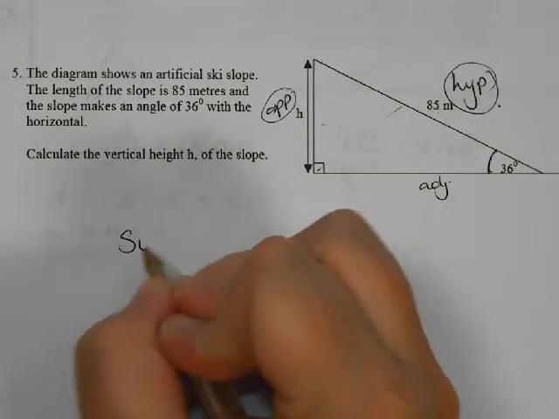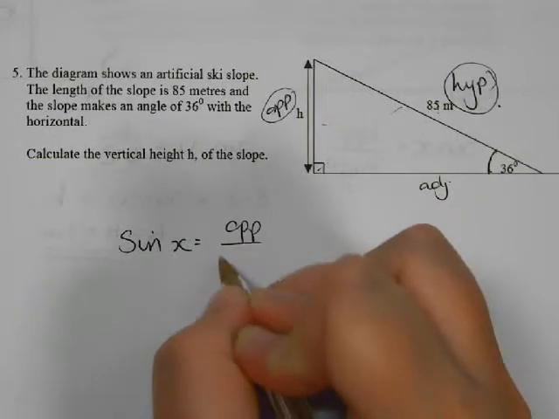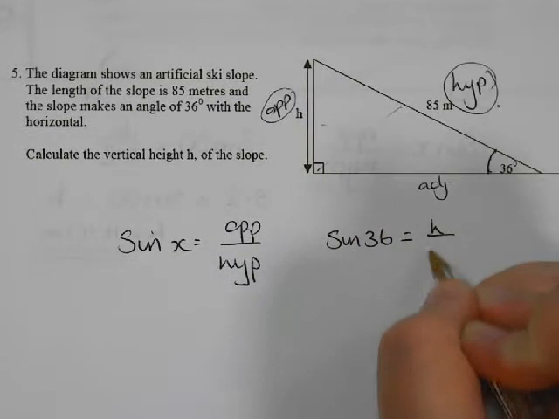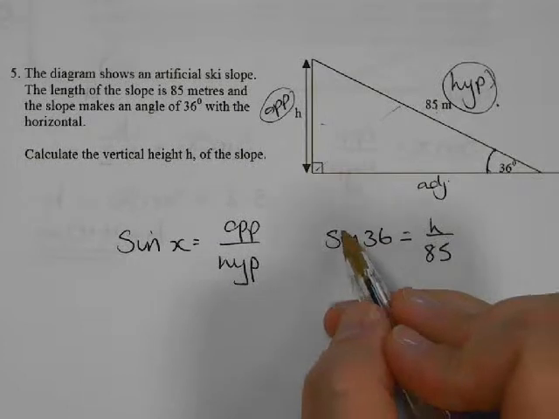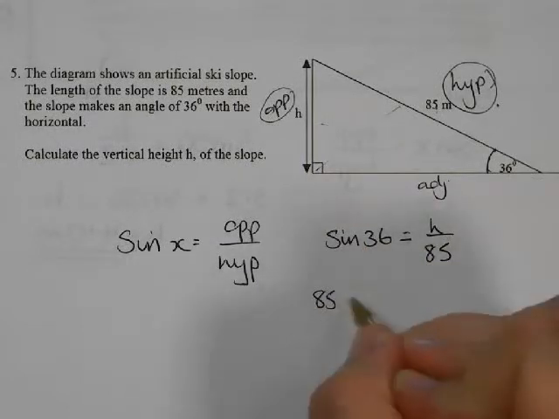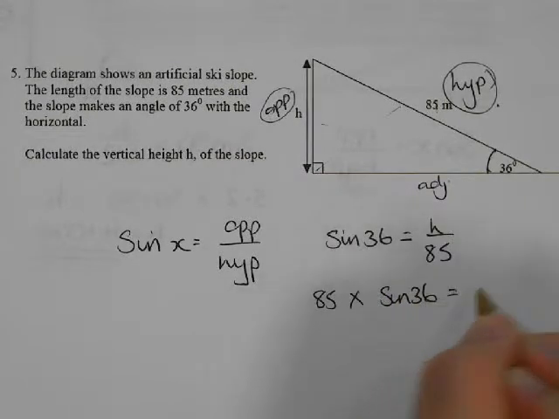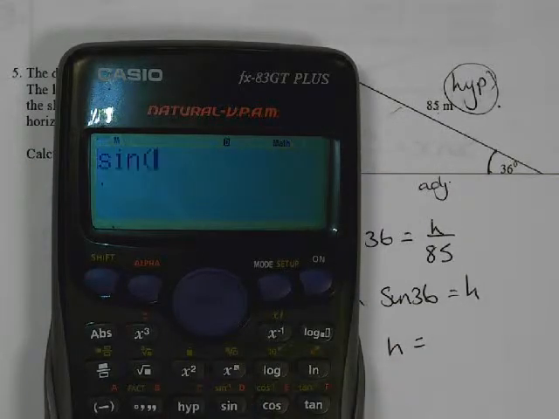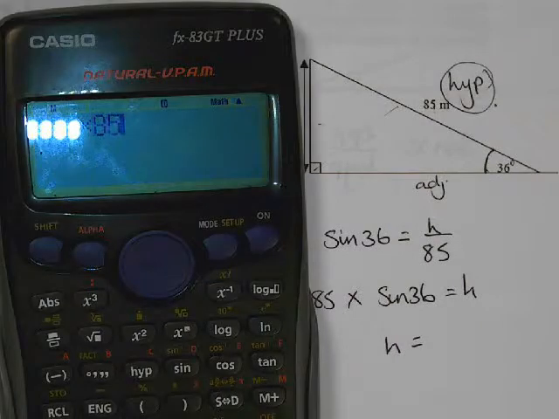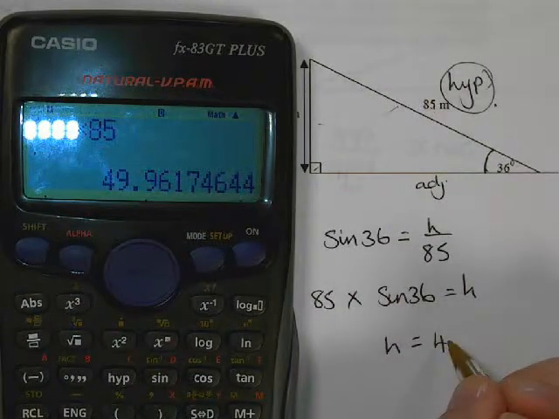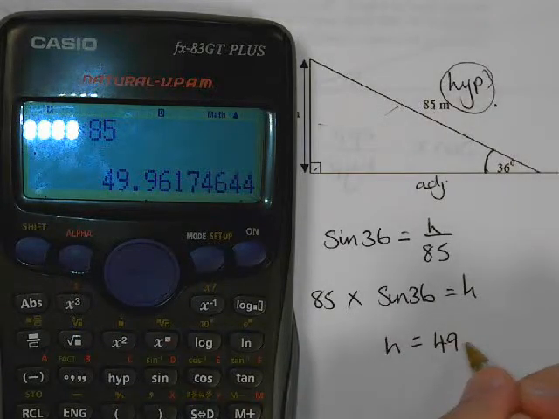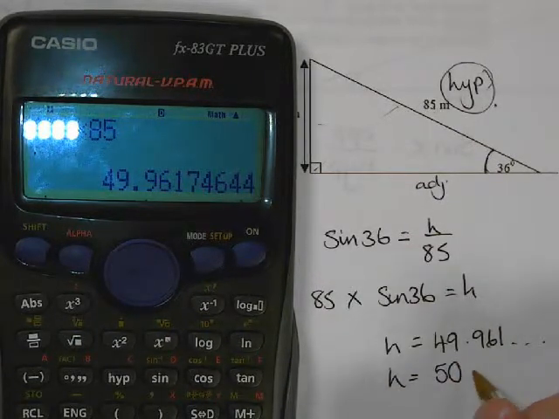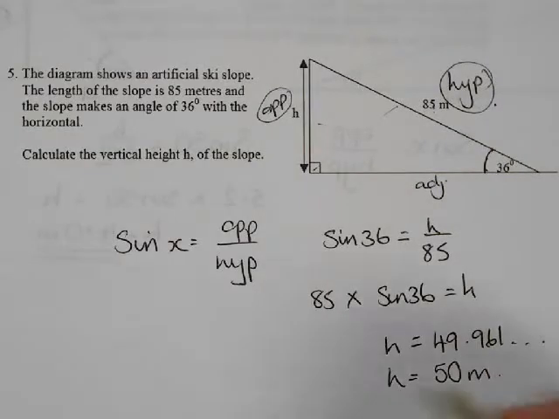So we write down sine x equals opposite over hypotenuse. So sine 36 equals h over 85. And then same as last time, to get the 85 away from this side, we need to multiply it by the other side. So 85 times by whatever sine 36 is will tell us h. On my calculator, I'm going to do sine 36 and then times it by 85, and that gives us 49.6. So if we're going to actually round that, it would give us 50 to the nearest whole number. So 50 for that one.